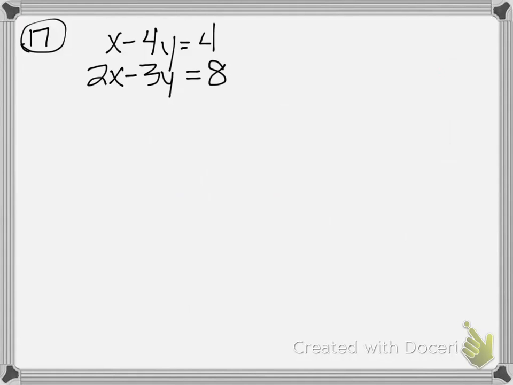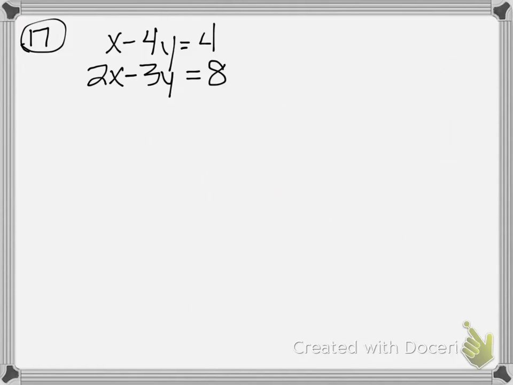So 17, we have x minus 4y equals 4, and we have 2x minus 3y equals 8. Now this one you could do substitution as well, but you would have to solve for a variable first. The easiest one to solve for would be the x in the top equation. If you swing 4y to the other side, then you could use substitution method. Since we've already done one with substitution, let's review elimination method.